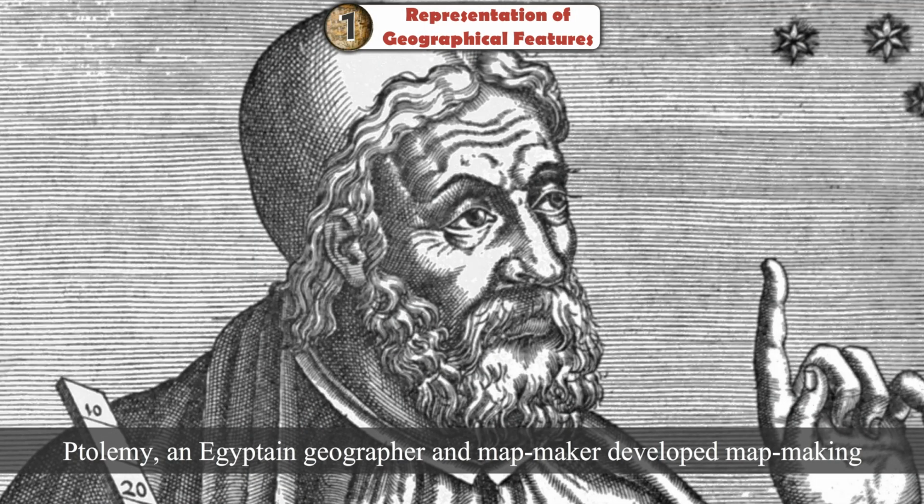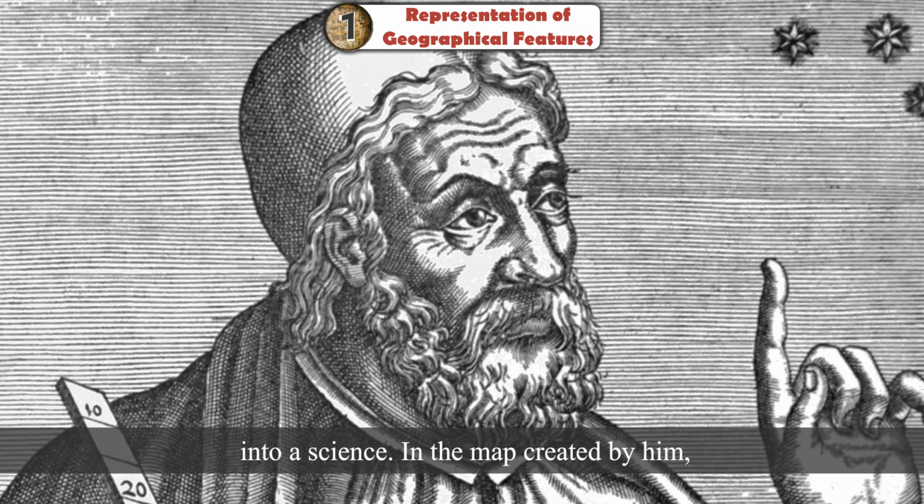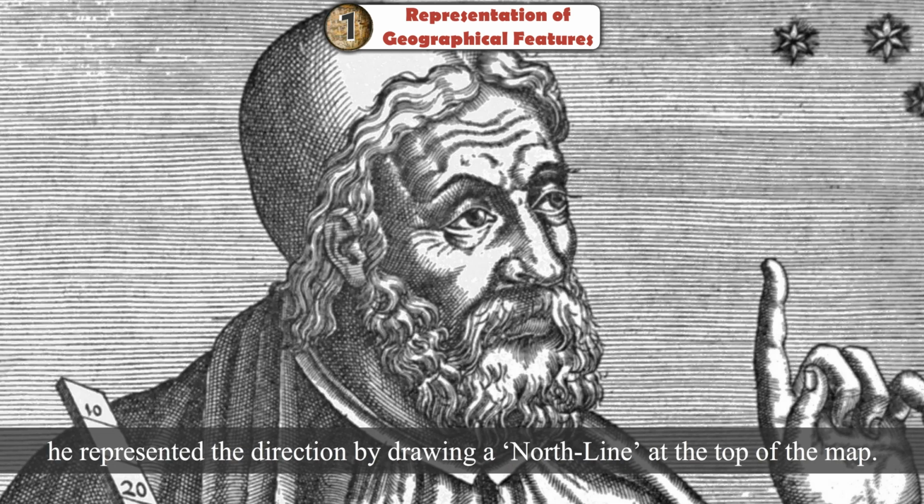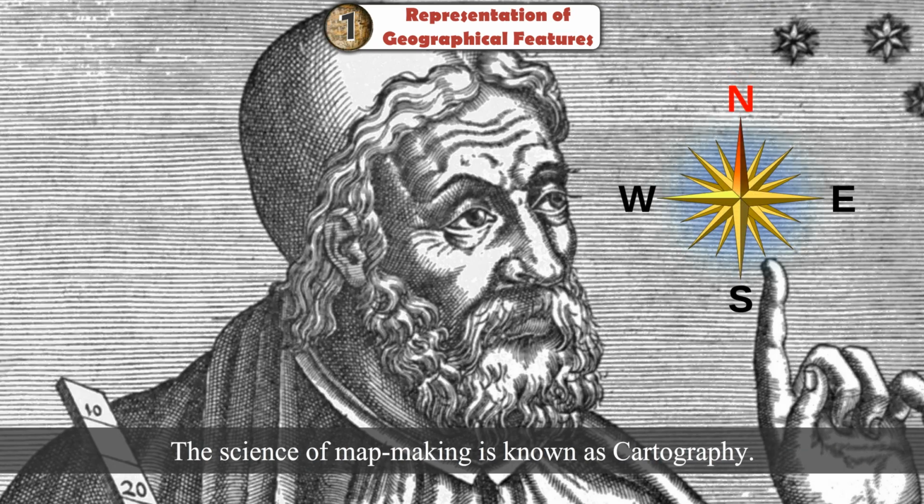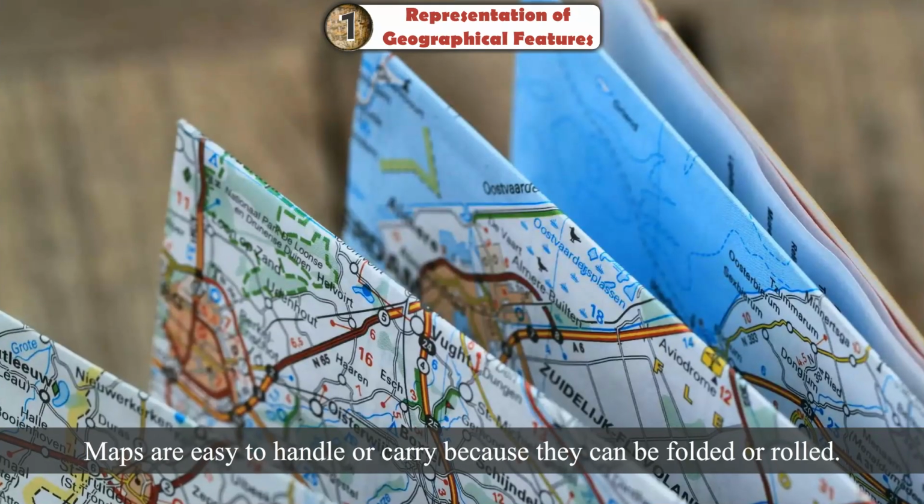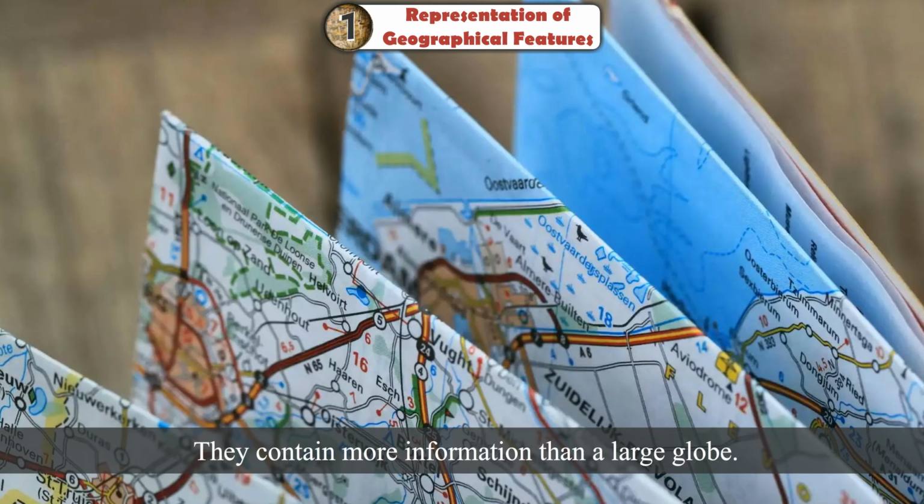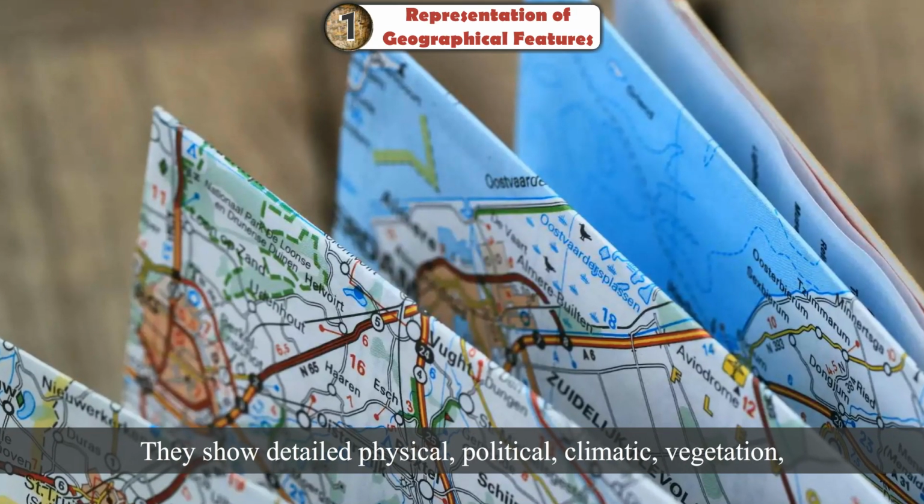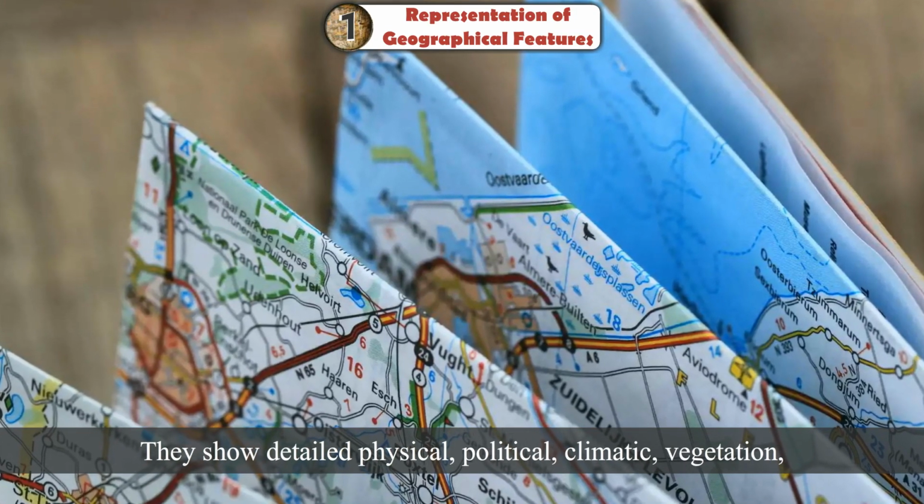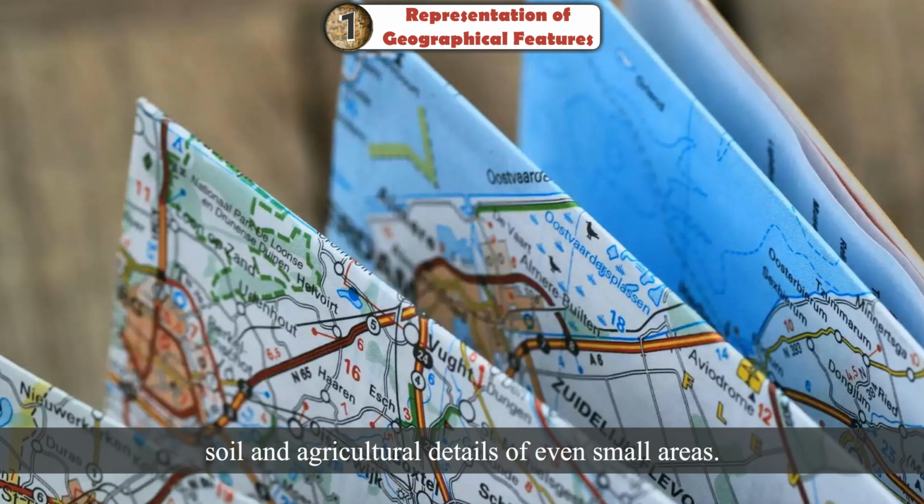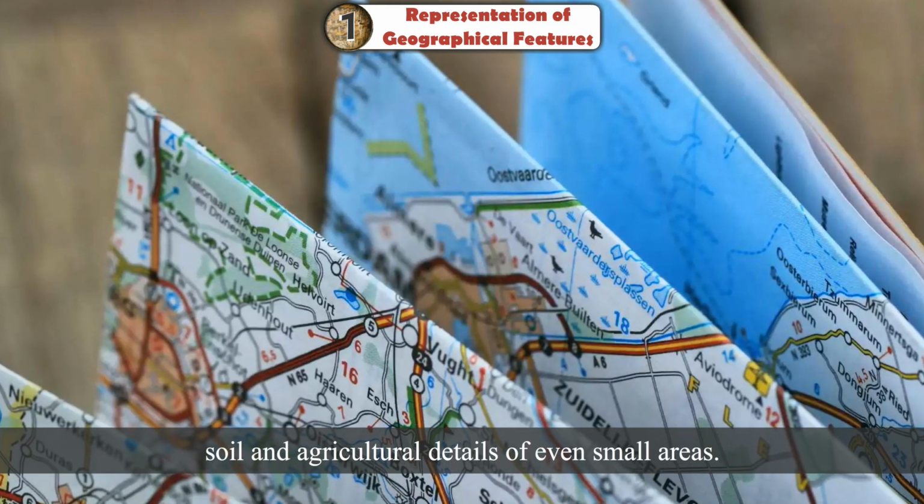Ptolemy, an Egyptian geographer and map maker, developed map making into a science. In the map created by him, he represented the direction by drawing a north line at the top of the map. The science of map making is known as cartography. The person who makes a map is known as a cartographer. Maps are easy to handle or carry because they can be folded or rolled. They contain more information than a large globe. They show detailed physical, political, climatic, vegetation, soil, and agricultural details of even small areas.